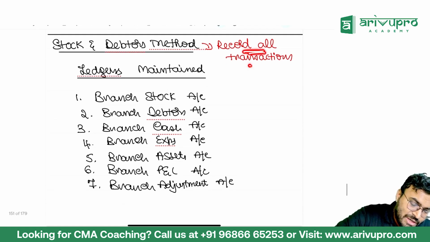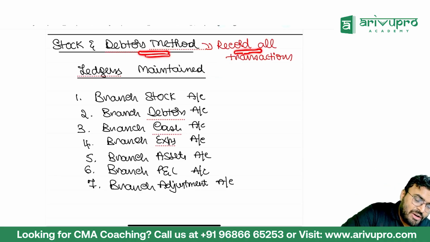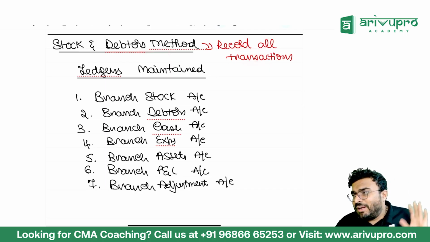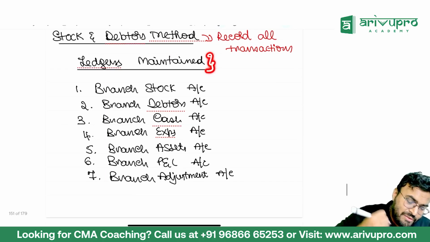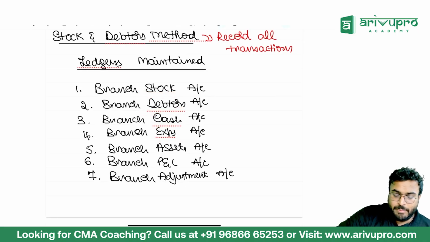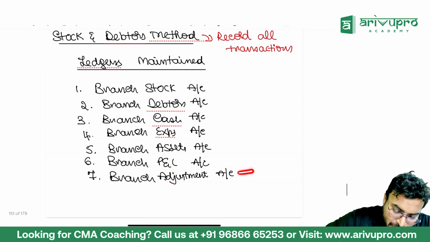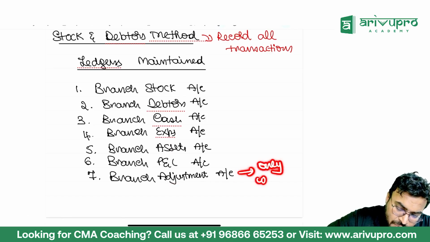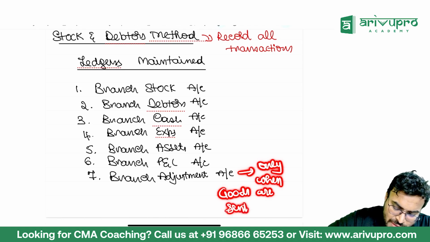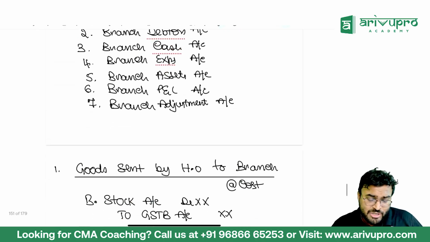Now, what are the transactions? Ledgers are maintained for it. What ledgers are we going to maintain? Branch stock account, branch debtors account, branch cash account, branch expenses account, branch asset account, branch P&L account, branch adjustment account. Branch adjustment account is only when goods are sent at invoice price. If it is sent at invoice price, that time you will prepare the branch adjustment account.